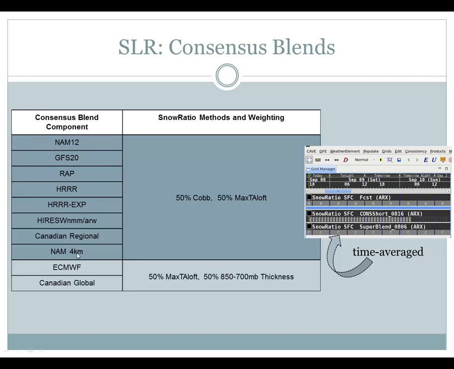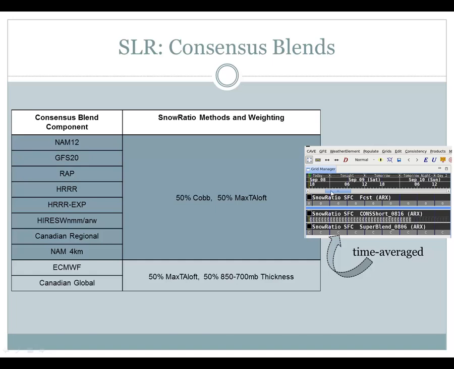So for those models that have sounding information that's high enough resolution, these two techniques are used in a 50-50 blend. And then for the ECMWF and the global model, we don't have enough vertical data to approximate the Cobb data. So what we're doing there is going to a max T aloft and 850 to 700 millibar thickness weighting for the snow liquid ratio.